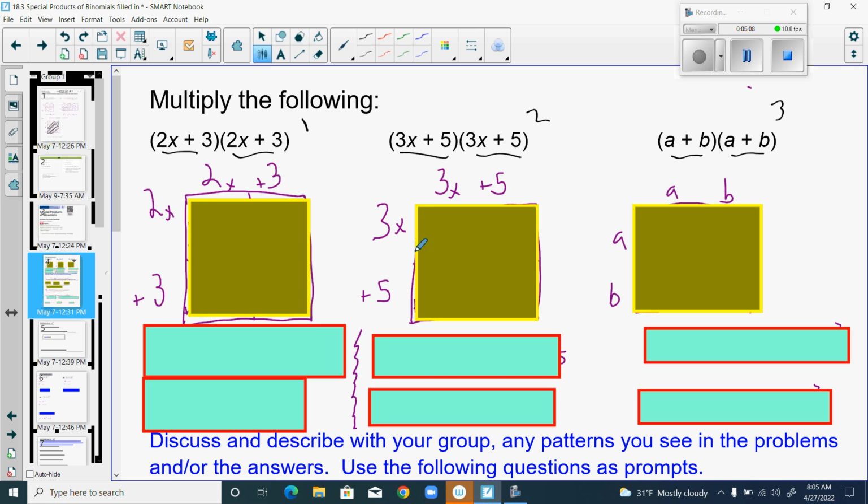What I would like you to do is to set up all three of these with your box method, just like I'm going to show you. And when you're done multiplying, you should be able to notice a pattern that will allow you to skip that box method of multiplying and go right to the answer in the end, okay? So pause the video for about 3 to 4 minutes. Let students go ahead and work on these problems and then come back when everybody's done.